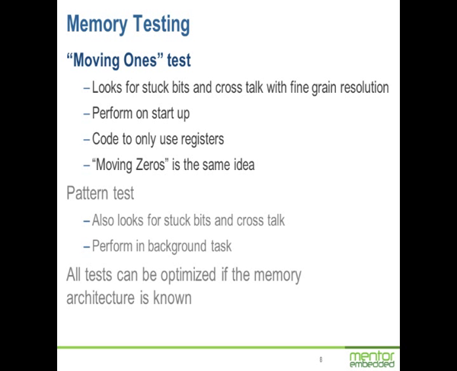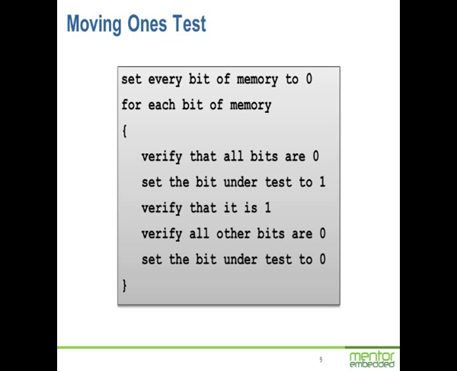A moving ones test, the idea is you clear the entire memory, then for every single bit of memory, you first of all verify that everything's 0, you set the bit under test to be a 1, then you verify that it is a 1, and you verify that all the other bits are still 0, and then you set the bit back to 0 again, and then you repeat for every single bit of the system. It takes time, but there's one way of testing that your memory is completely working.